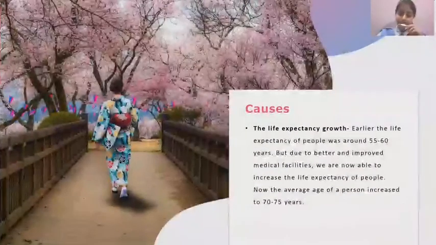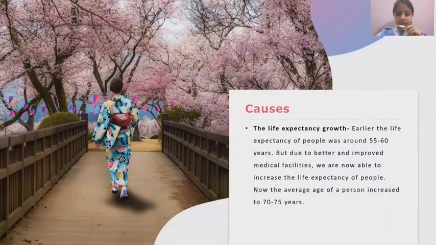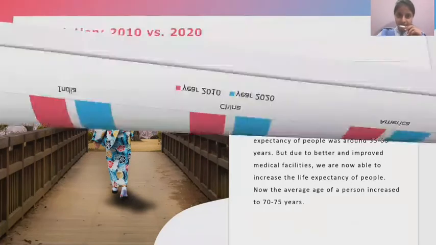The third cause is life expectancy growth. Earlier, the life expectancy of people was around 55 to 60 years. But due to better and improvised medical facilities, we are now able to increase the life expectancy of people. Now, the average age of a person has increased to 70 to 75 years.